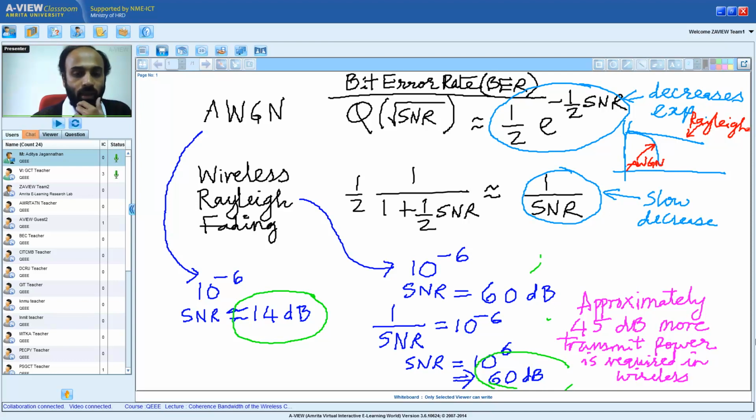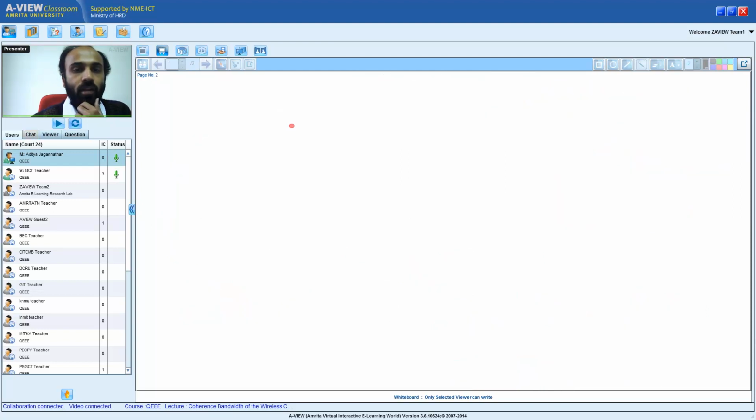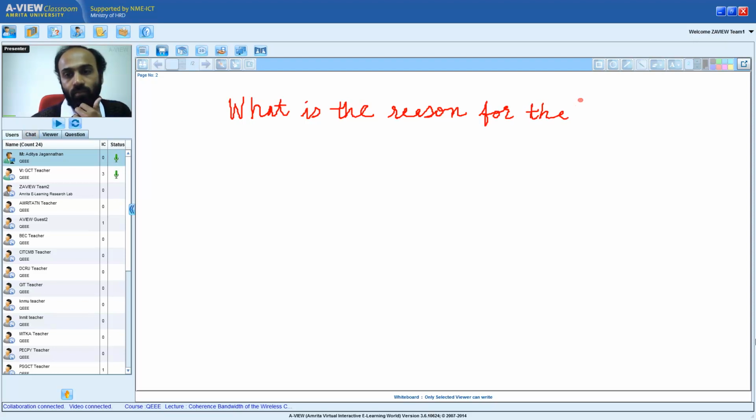Now why is this happening? Let us understand this a little bit. What is the reason for this poor performance of the wireless fading channel? What is the reason for the high bit error rate of wireless?